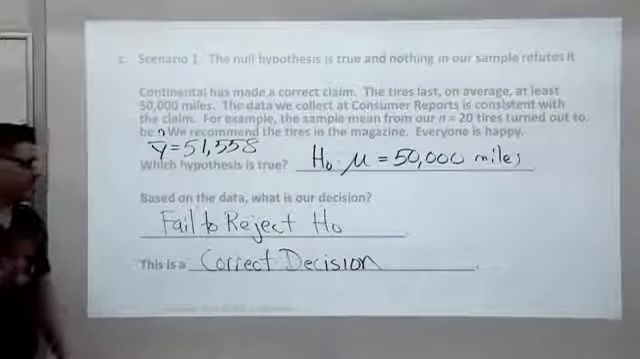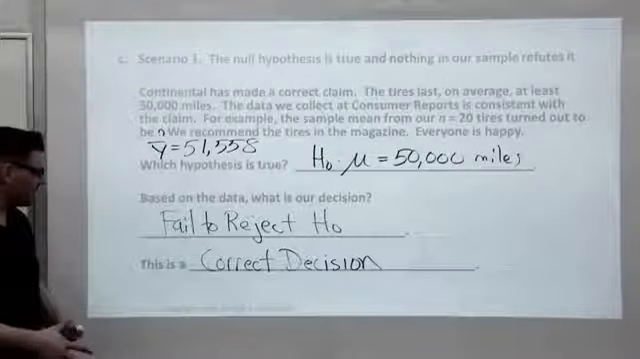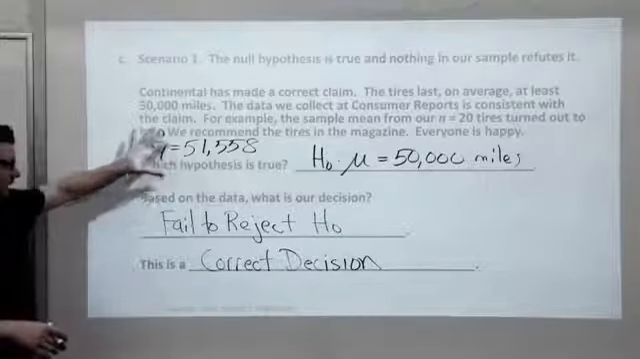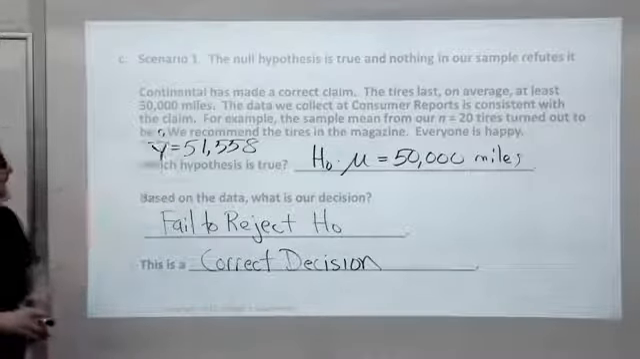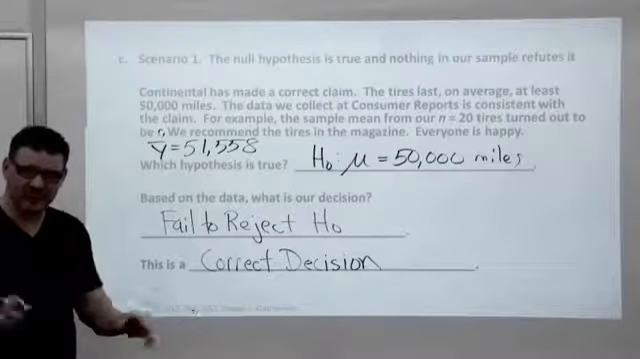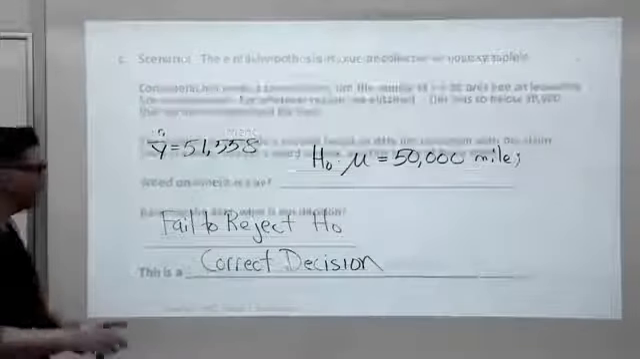So out of the 4 possibilities, at least one of them is correct. That's good, right? We're hoping our hypothesis tests will give us correct decisions, and this is one instance where it would be correct. All right. Pause the video, make sure you understand the first one before moving on to 2, but here I go.